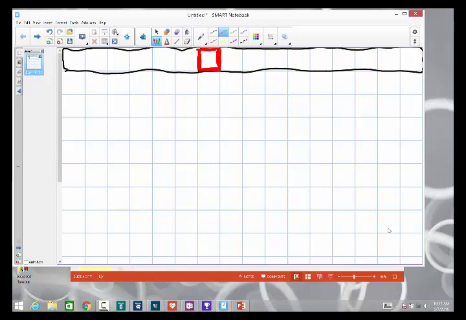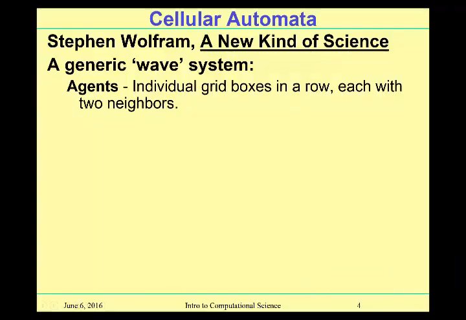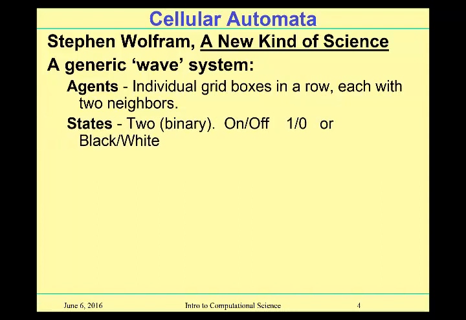Note that each of my agents has two neighbors, a neighbor immediately to the right and a neighbor immediately to the left. Each of our agents is going to have one of two states. This is going to be a binary system. So the two states could either be on or off. We could think about it as a computer does, where it's a 1 or a 0. Or we could think about it with color, where we fill one in as black and the other as white. Now we're going to have to decide which one is the on or the off. Let's go ahead with the black color being off, as if we turn the lights off, and the white color being on.